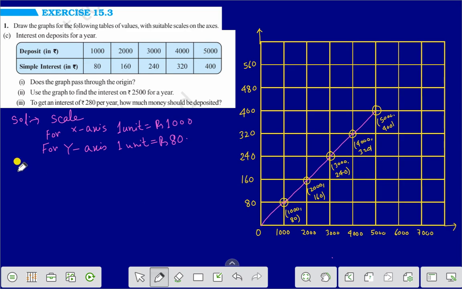The question number 1 is, does the graph pass through the origin? Here you see, this is our graph, and when the investment in rupees is 0, the interest is also 0. Right? Yes, the graph passes through the origin.